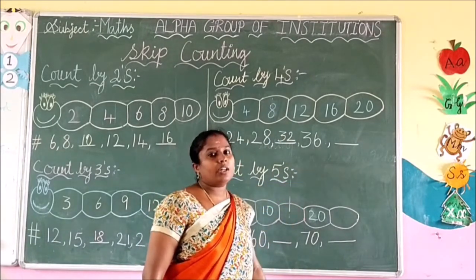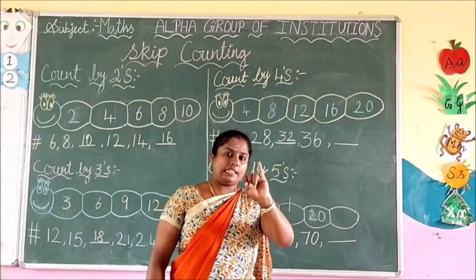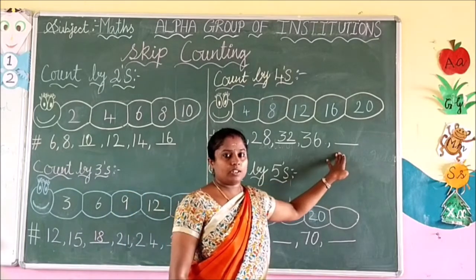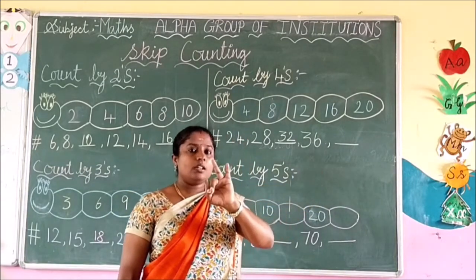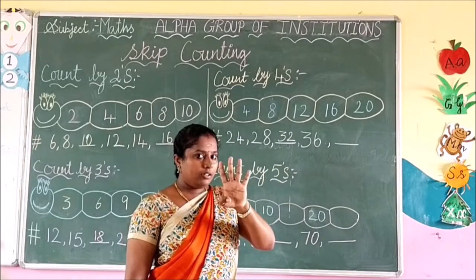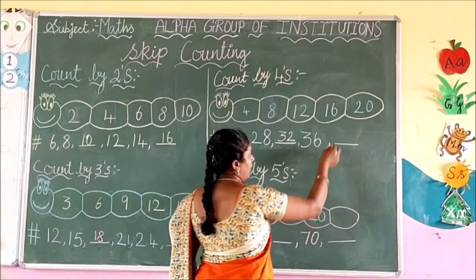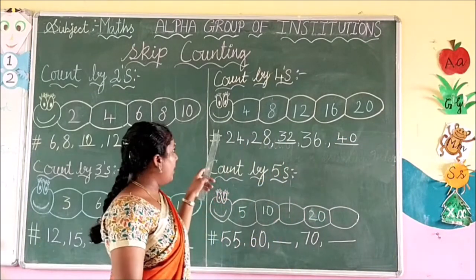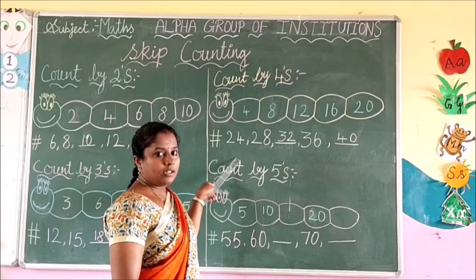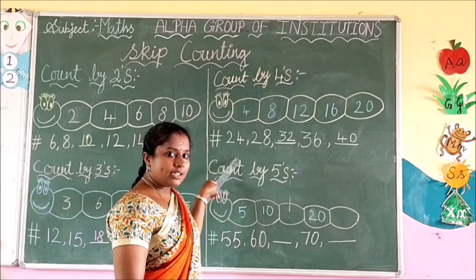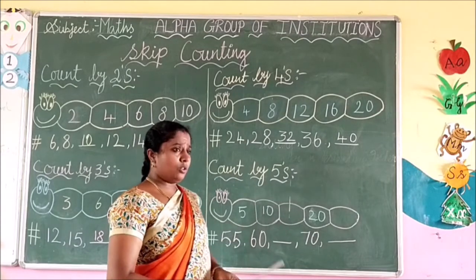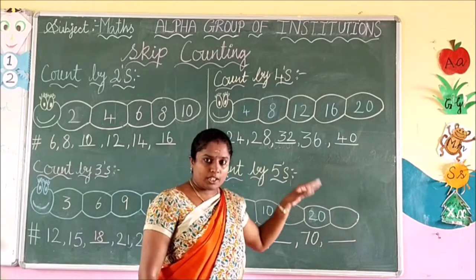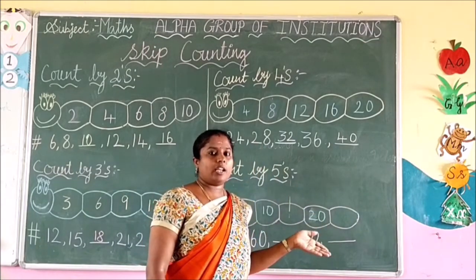So after 36, what has to come? 4 skips. After 36: 37, 38, 39, 40. So it's 40. Now you have learned skip by 4. Do you have any doubt on this? We're just going to skip by 4, 3, 2. That's all. It's like a multiplication table or addition. You can take it. Okay.